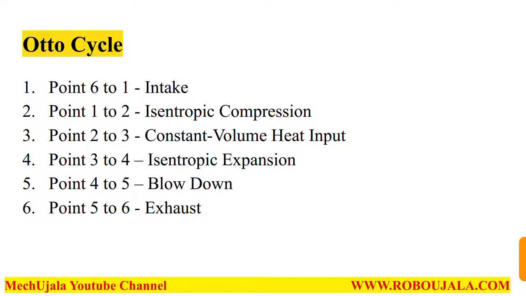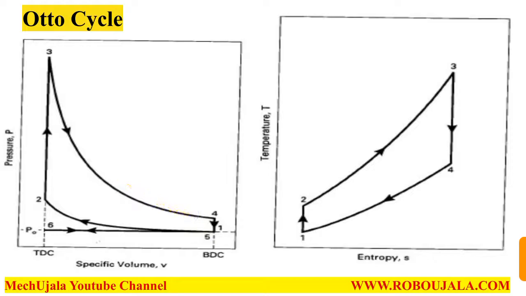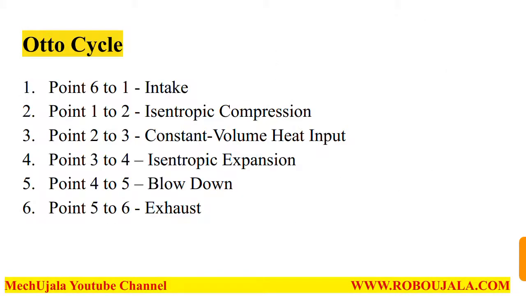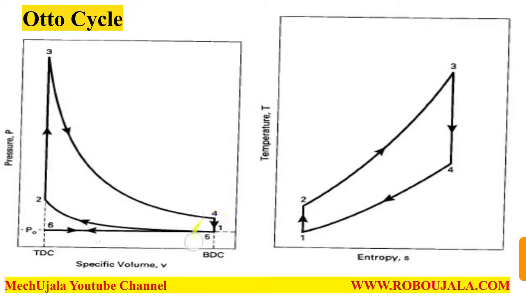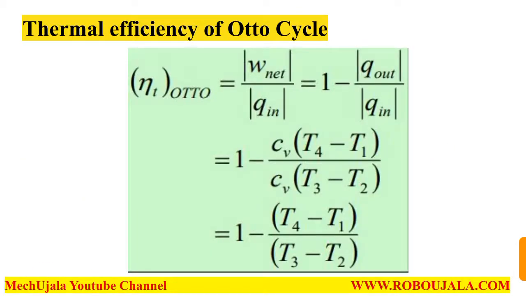So guys, in Otto cycle we are getting constant volume heat input, and point 3 to 4 is called as isentropic expansion, this one. And now point 4 to 5 we are getting blow down, and point 5 to 6 is called as exhaust, and we are getting heat output here and heat input here. In cycle 2 to 3 we are getting heat input, and in cycle 4 to 1 we are getting heat output. So now let's see how we can calculate the efficiency of Otto cycle.